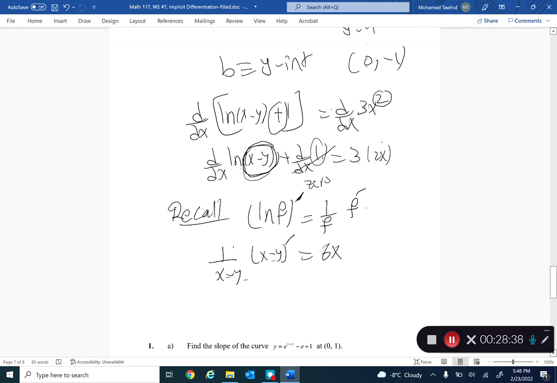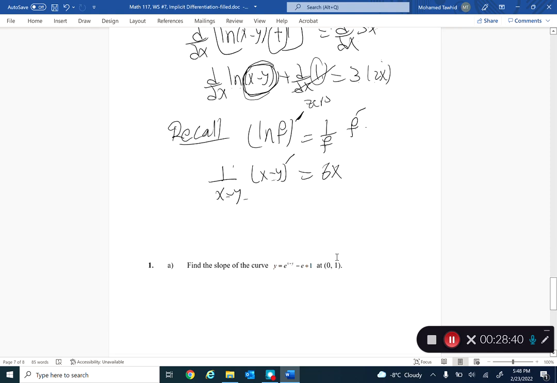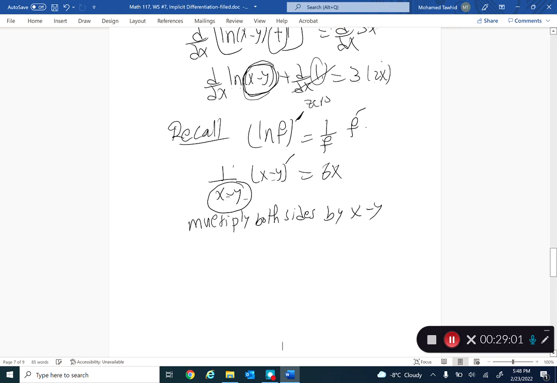We got 6x, right? Now it's good, because it's a fraction here, so I can multiply both sides by (x - y) so that you can get rid of the (x - y) here. So just multiply both sides by (x - y) so that I simplify.